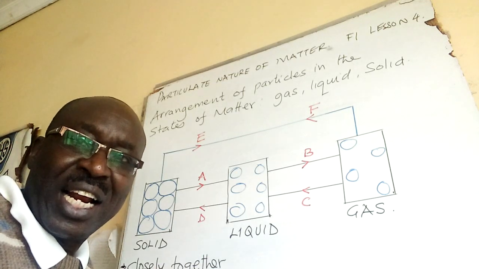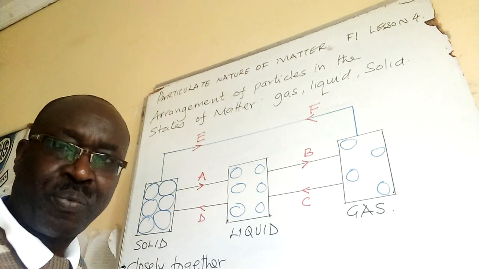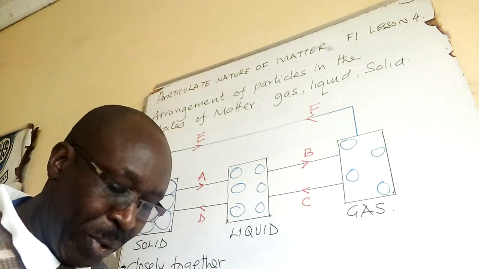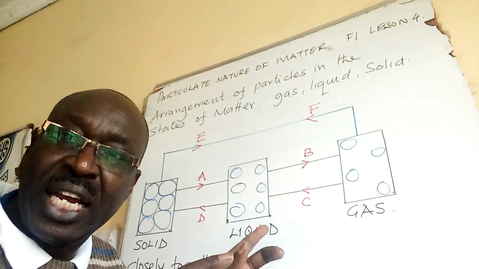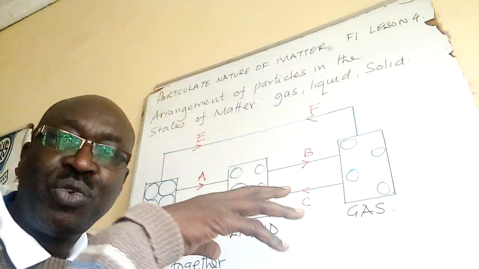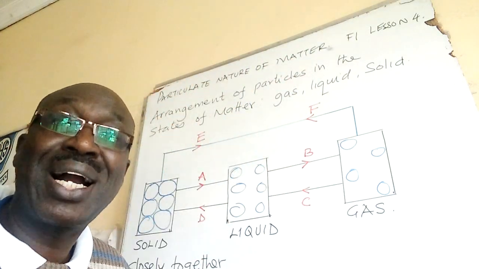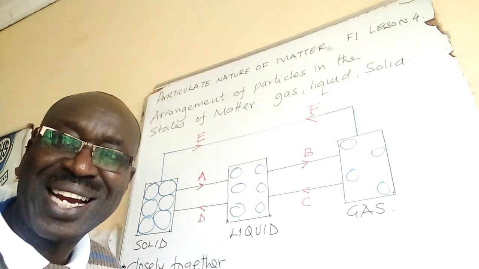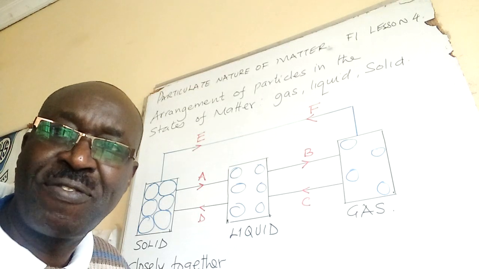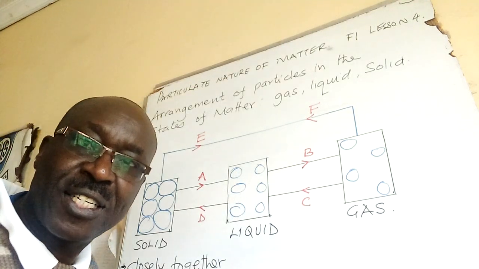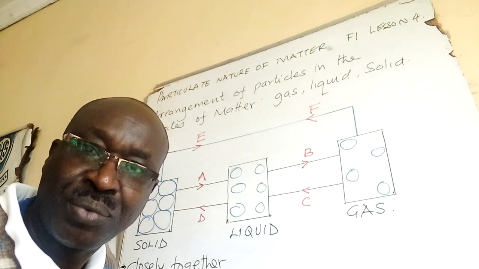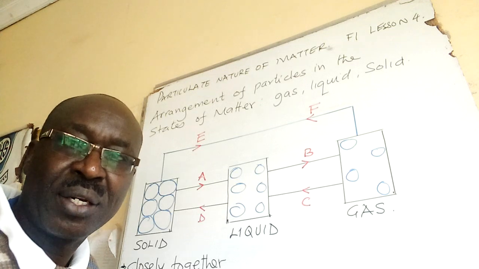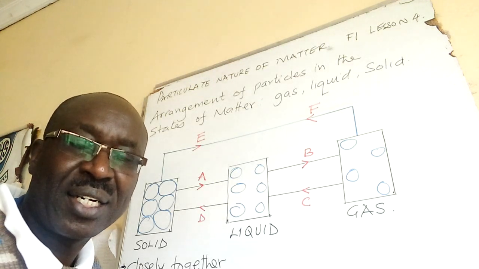Describing the relative positions of particles. In solid, the particles vibrate about a fixed position. When you come to liquid, they are moving. When you come to gaseous, the movement is even faster. The reason must relate to the forces of attraction: strongest in solid, then weak in liquid, and finally weakest in gas.